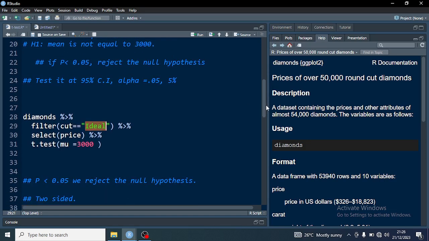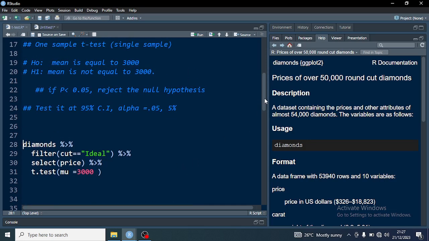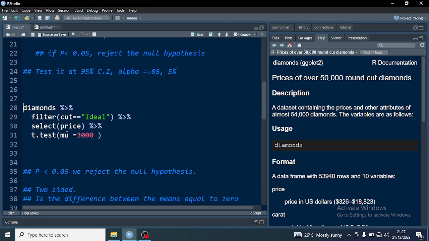So let's look at the t-test. This is how to perform the t-test. We use t.test. Because we are performing a one sample t-test, we are defining this mu. Mu is the mean that we are trying to test. Is the mean equal to this? Is that statistically significant or is it just by chance? So I'm using the diamonds data set. So I'm saying diamonds, and then I use the pipe operator.